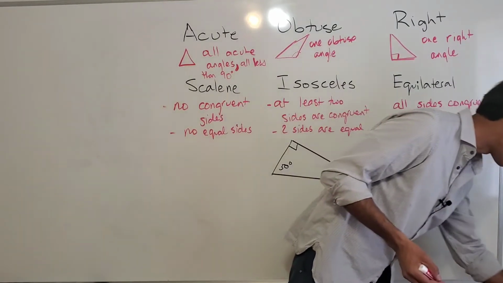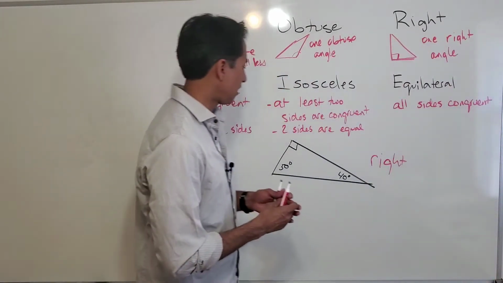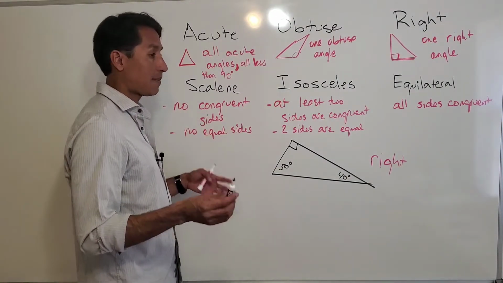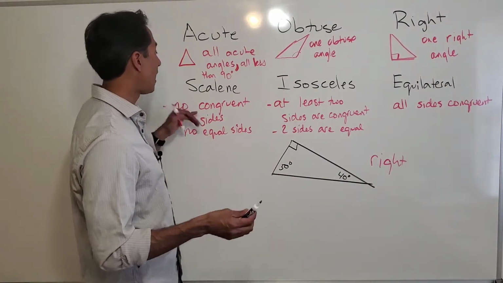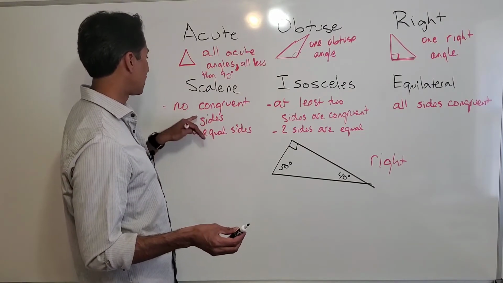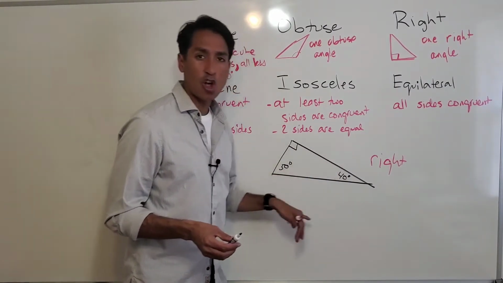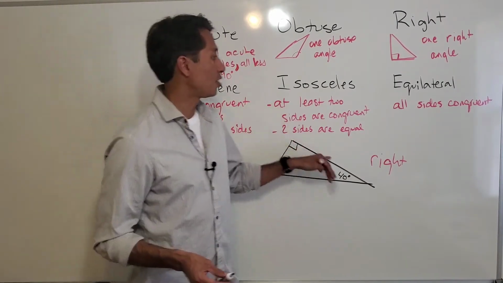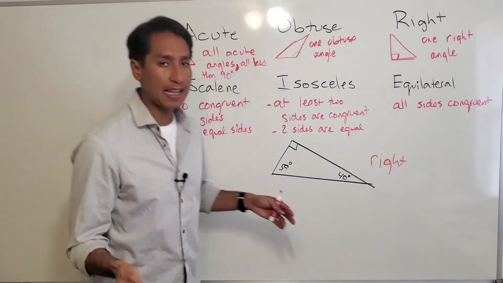Okay, let me just make sure I got all my little things here. And then I got to look at my angles, okay? Or I should say my lengths. Sorry about that. And so I got to look at my lengths. Do I have 3 different sides that are all different lengths? Do I have 2 that are the same? Or do I have all 3 that are all the same length?